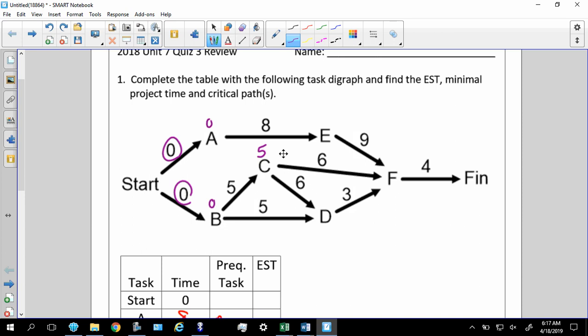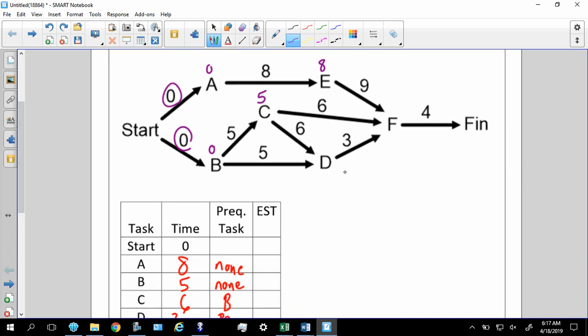Let's just look at E. A starts at the 0-minute mark. It takes 8 minutes. E can start at 8 minutes. Now where it gets a little more challenging is when you have something like D. Notice we have two things going to D. B can get to D, if B left and went to D, at 5 minutes. But here's the problem. C is leaving at 5 minutes, and it takes 6 minutes, so that's 11. If there's ever a situation where you have an 11 and a 5, you always have to take the longest number.